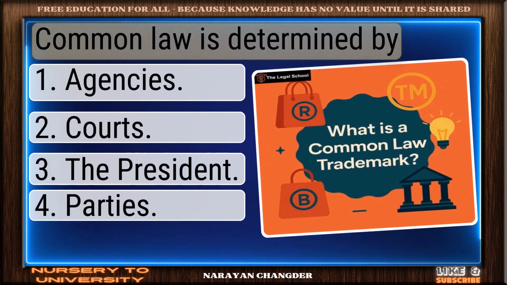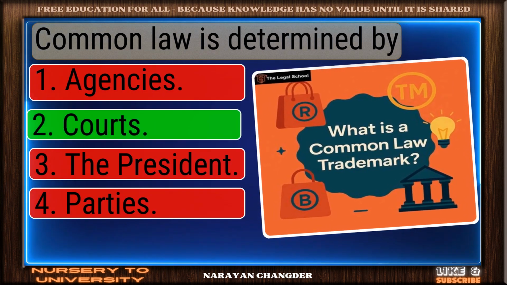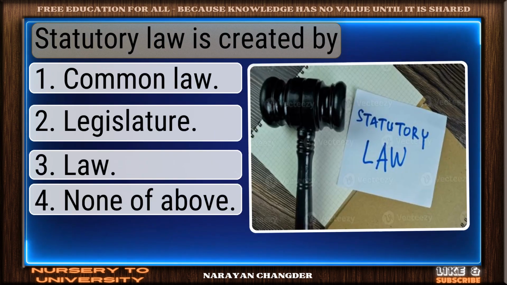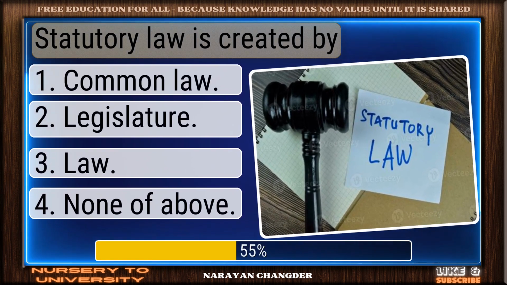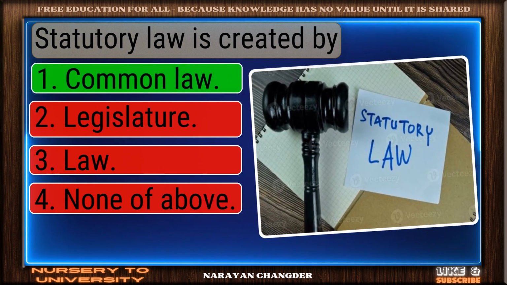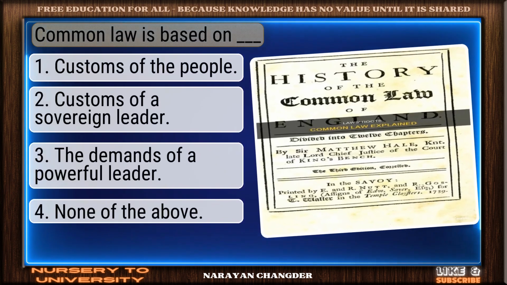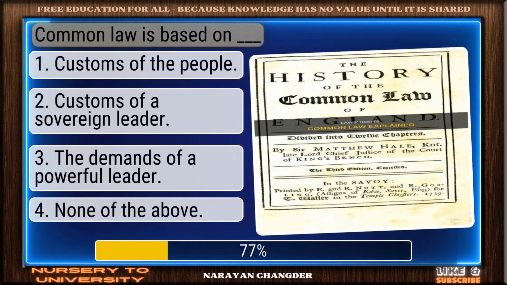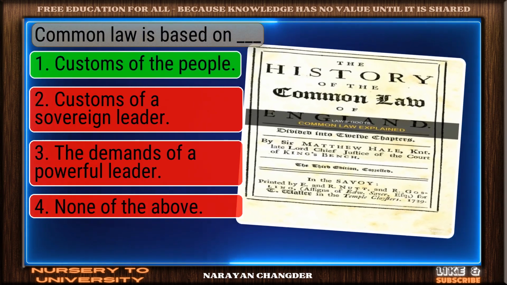Common law is determined by. Bravo. Courts is the answer. Statutory law is created by. Solid response. Common law is a valid choice. Common law is based on dash. You got it. Your choice, customs of the people, is right.